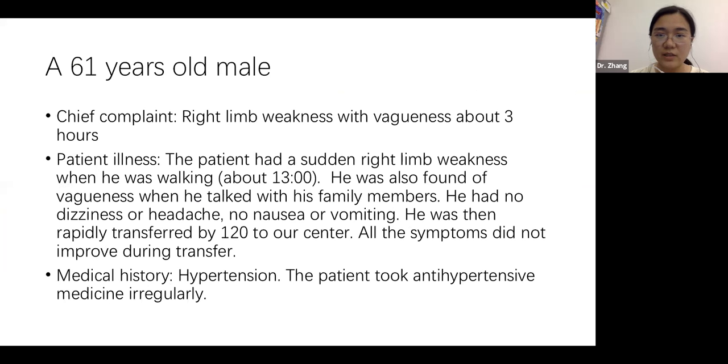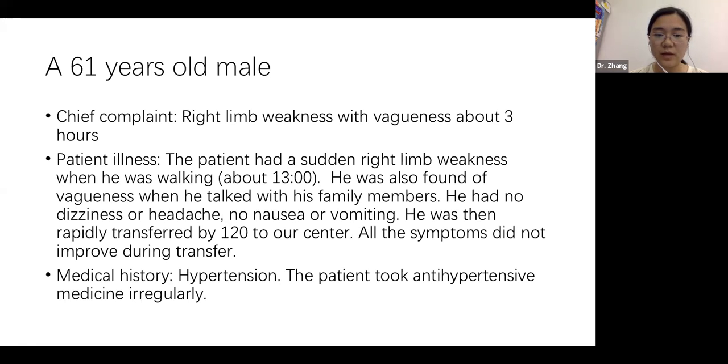So after that, let's start this case. This is a very easy stroke case for diagnosis. This is a 61-year-old male. His chief complaint is right limb weakness for about 3 hours. This patient had sudden right limb weakness when he was walking. It was about 13 o'clock. And he was also found to have weakness when he talked with his family members.